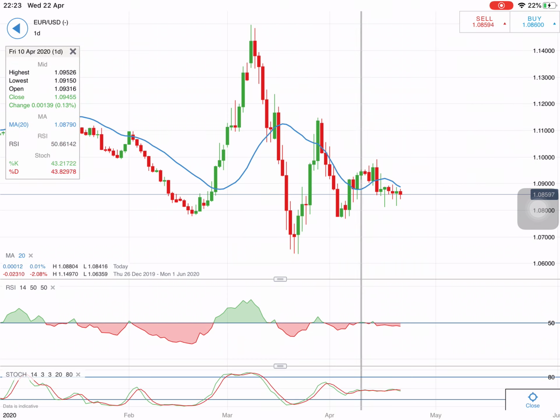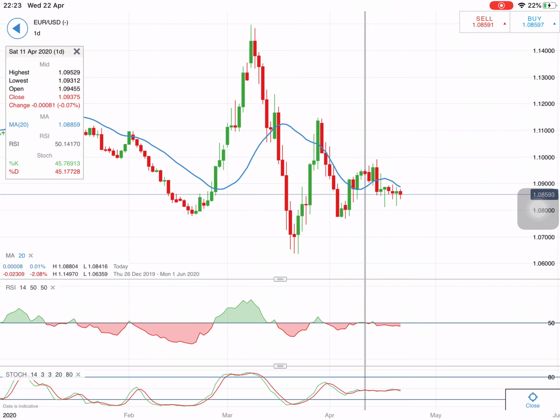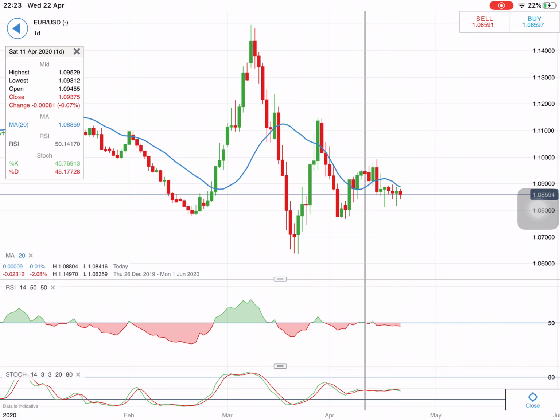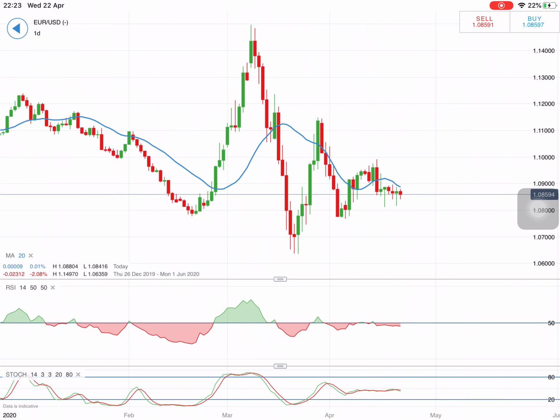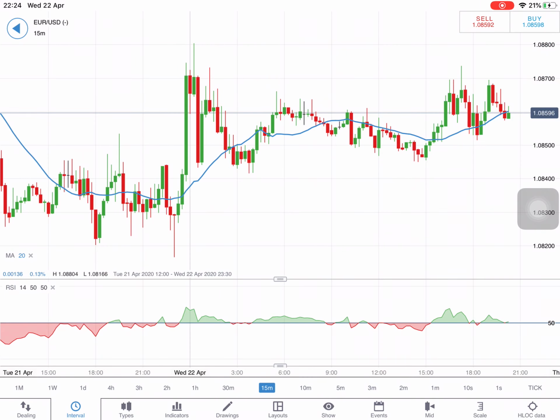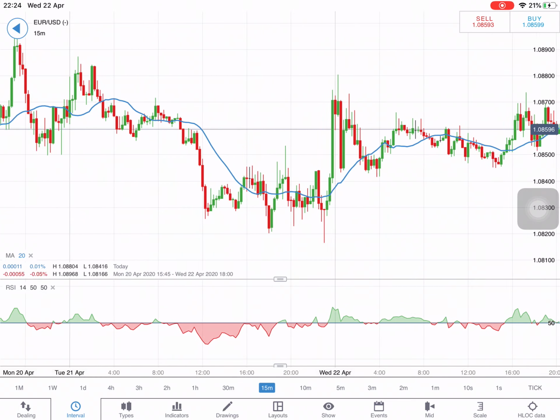Sometimes, like over here, it'll hover around the 50. Okay, so obviously you mustn't just dive into a trade if it crosses. You must wait for a clear price action movement to verify that it's moving in that zone. Like right now, it's in that red zone.